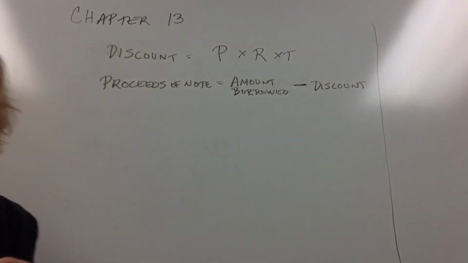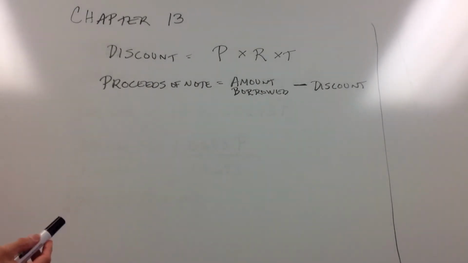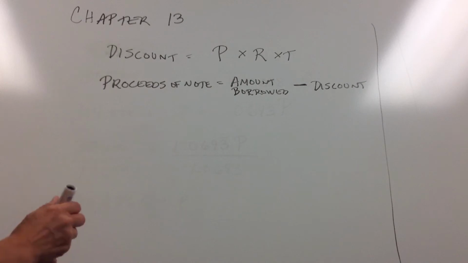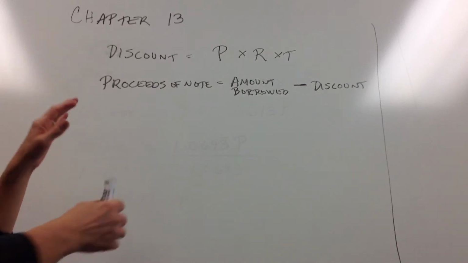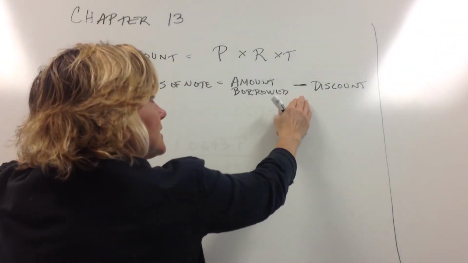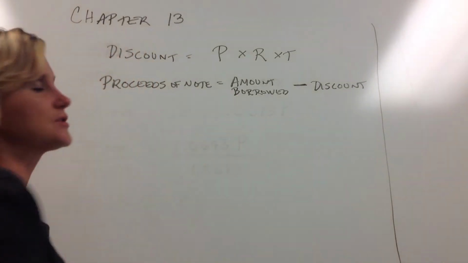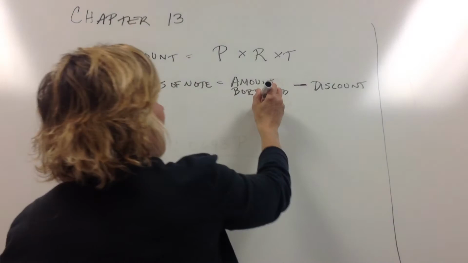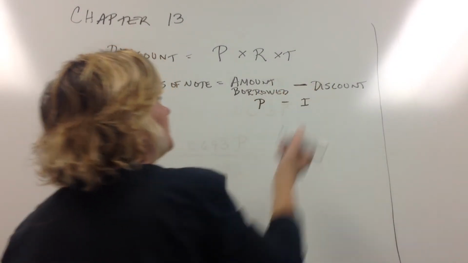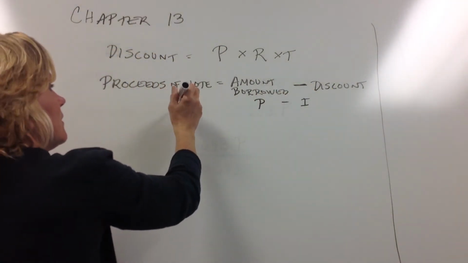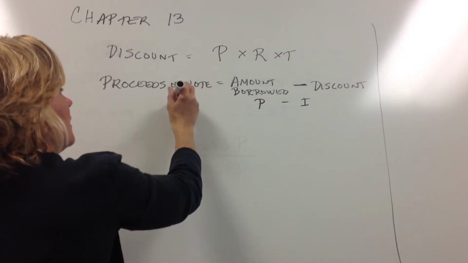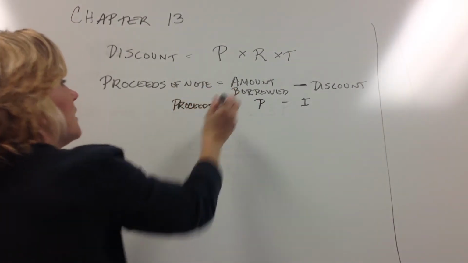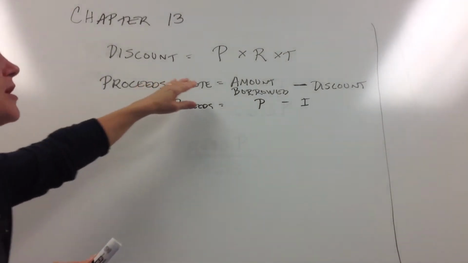So it's just a little bit different. If you like to put it into that maturity value formula, instead of being plus the interest, it's minus the interest. So it would be our principal minus that interest, if that makes a little more sense to you. But it's not really our maturity value, because our maturity value is going to be the amount borrowed.